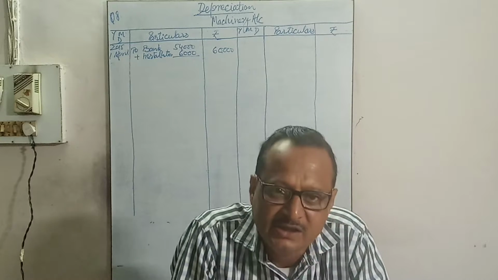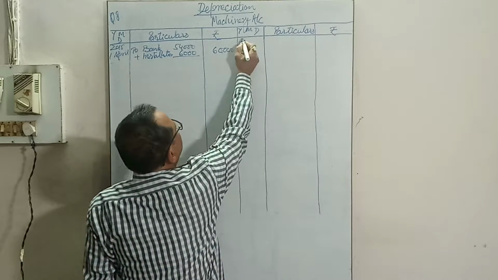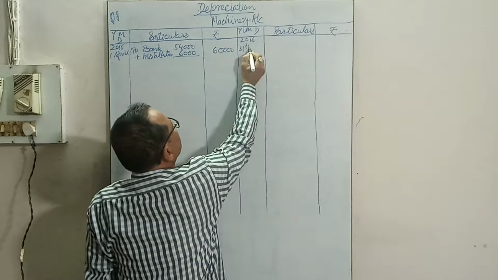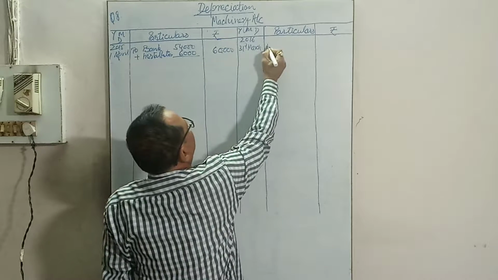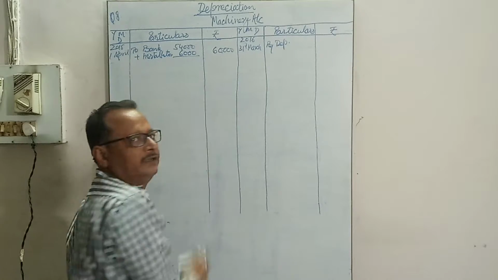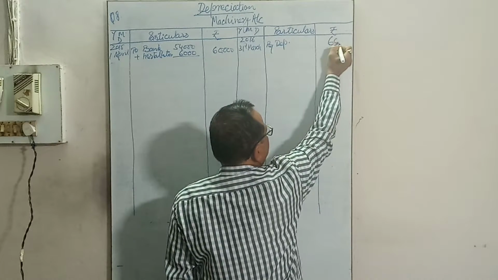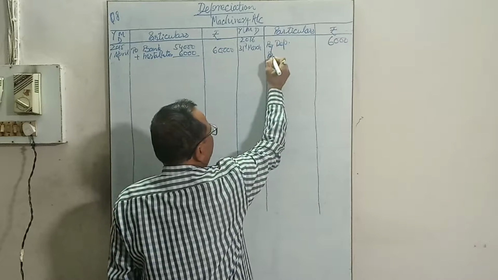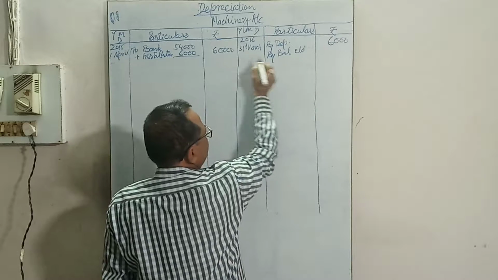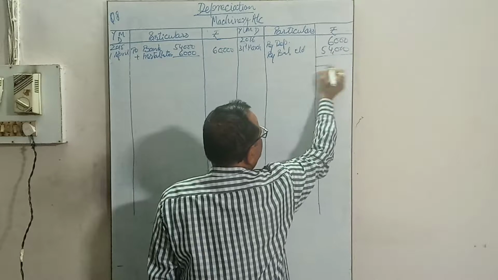Then on 31st March 2016, depreciation will be charged at the rate of 10% per annum. 2016, 31st March, by depreciation. On 60,000 at the rate of 10% for the whole year, 6,000 rupees will be charged. By balance carried down on the same date, that is 31st March, it's 54,000. Total is 60,000.